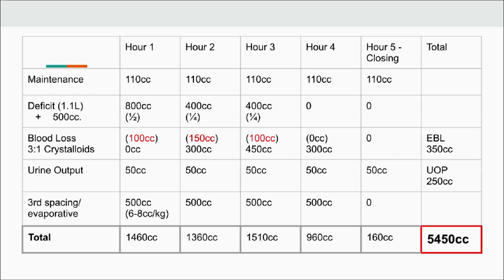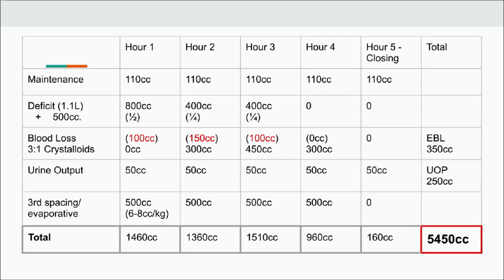So here you see a 5-hour case. The first line across is the maintenance fluids, which doesn't change. It's 110 cc's an hour. The next line across is replacing the patient's fluid deficit, which was 1.6 liters. And we typically do half of the deficit in the first hour and a quarter in the second and third hours. And then the third line is blood loss. So let's assume the patient lost 100 cc's in the first hour.